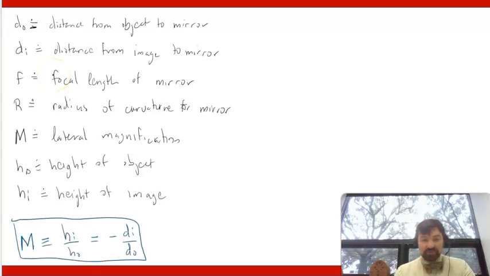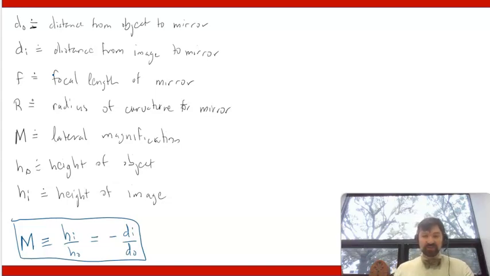As with the lens, so with the mirror, the lateral magnification is defined as the ratio of the image height to the object height. It is also equal to the negative of the distance from the image to the mirror over the distance of the object to the mirror.